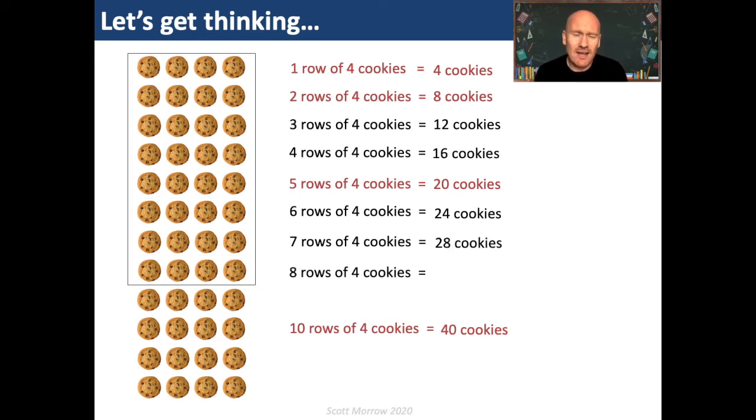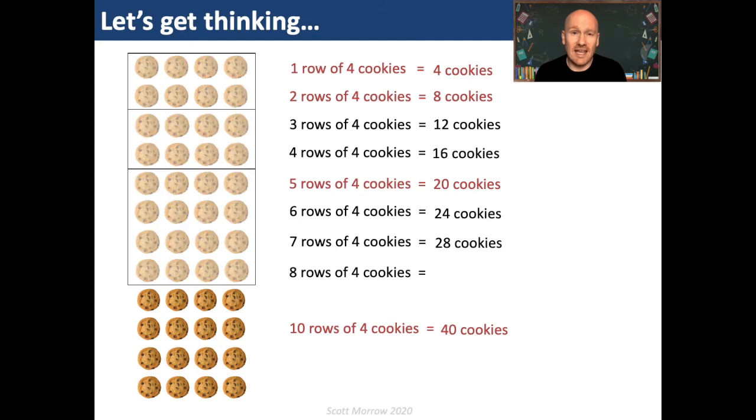What about 8 rows? Now, for 8 rows, let's start with 2 rows, because I know them, that's 8 cookies. If I double 2 rows, I get 4 rows, so I'm doubling 8 to get 16. And if I double 4 rows, I get 8 rows, so I can double 16 to get 32.